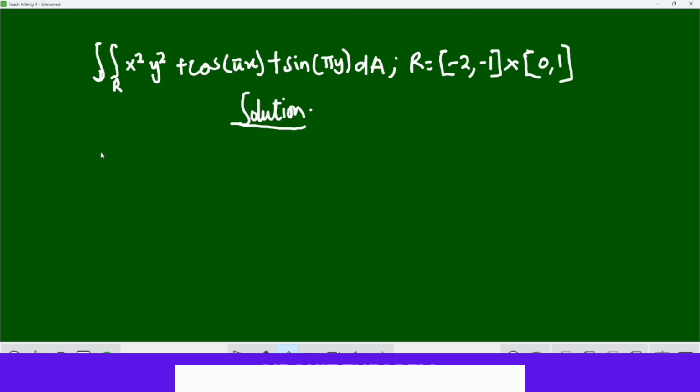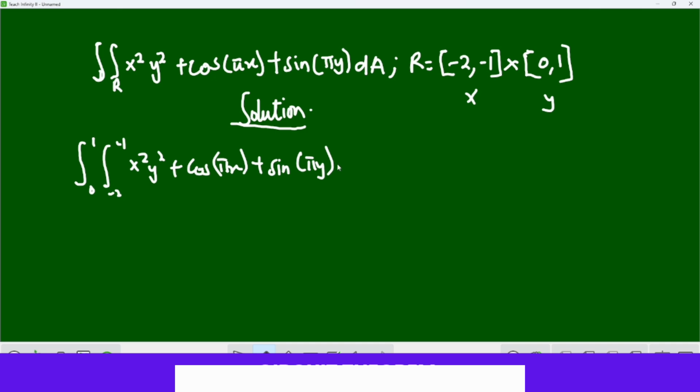And today we are going to continue solving our multiple integrals, where this integration will be done over the region [-2, -1], that is the x value, times [0, 1], that is the y value. So first of all, we rewrite our integration as the integral from 0 to 1, integral from -2 to -1 of x squared y squared plus cos of pi x plus sine of pi y, dx dy.